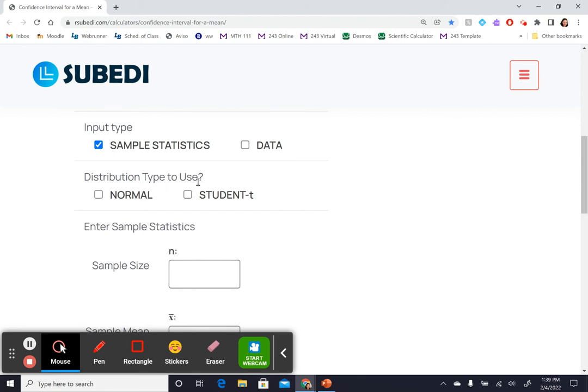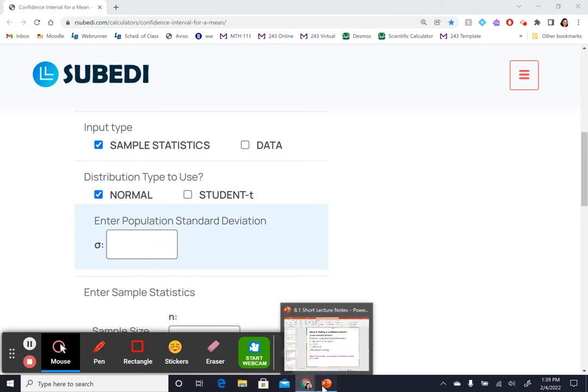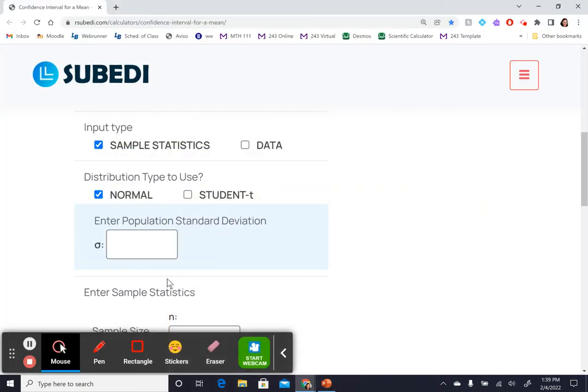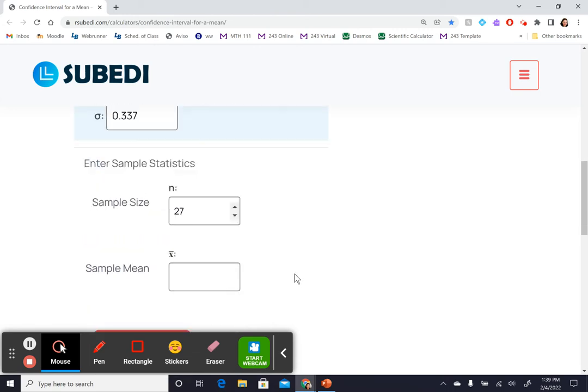What distribution type do we use? Normal. That's all we've talked about. We're going to be doing Student T in 8.2. What is the population standard deviation? 0.337. That was given to us. And our sample size was 30. And our sample mean, I don't remember, 1.025.